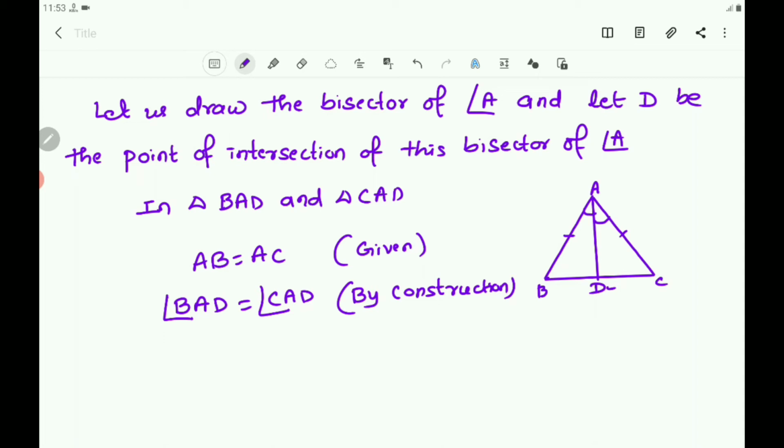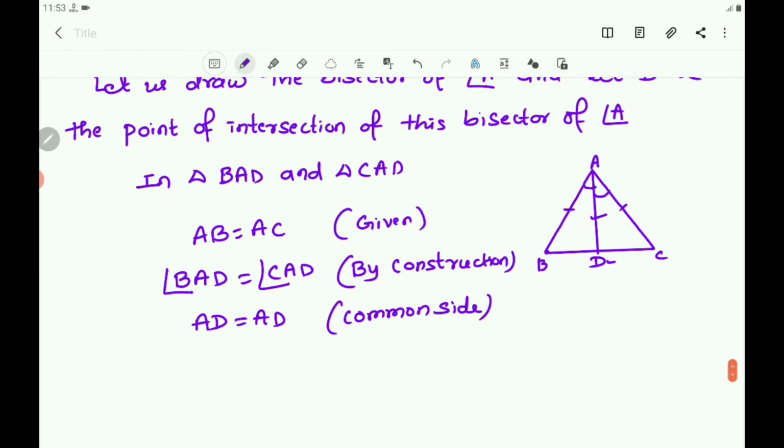Then AD is the side of both the triangles. Observe here, AD is the side of the triangle ABD, and also AD is the side of the triangle ACD. So you write AD equals AD. Reason? Common side. You can write common side. So you got 3 equal parts.